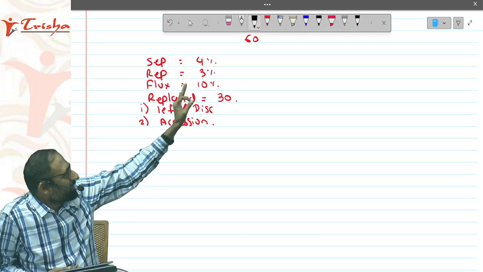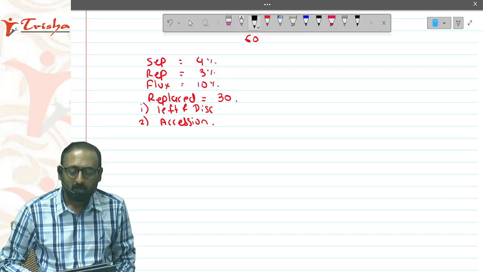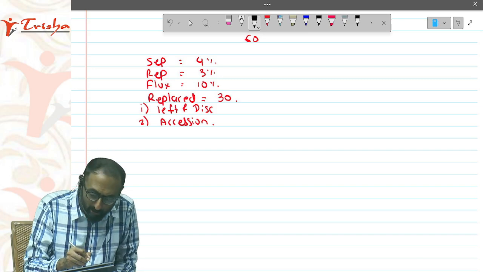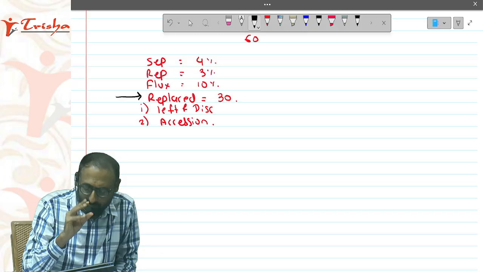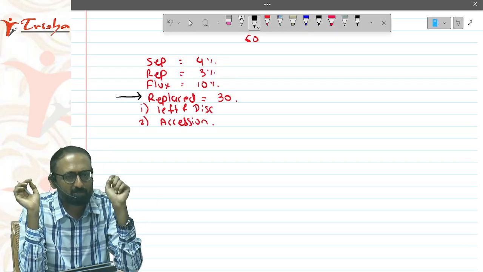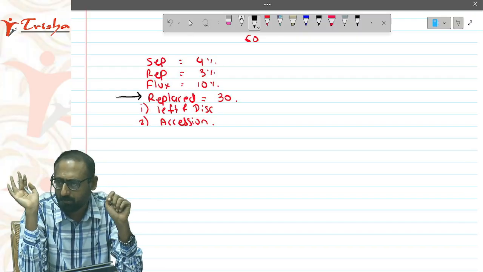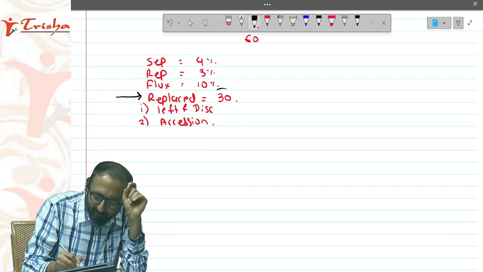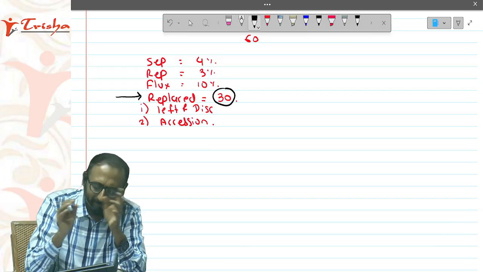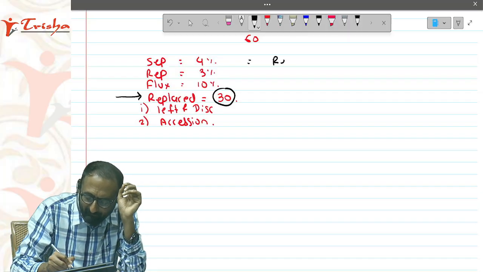So out of these three formulas, which formula are you going to use, guys? I gave one hint at the time of the lecture: if number of workers separated is given, apply the separation formula. If number of workers replaced is given, then apply the replacement formula. So check in the question. Here we will apply the replacement formula.